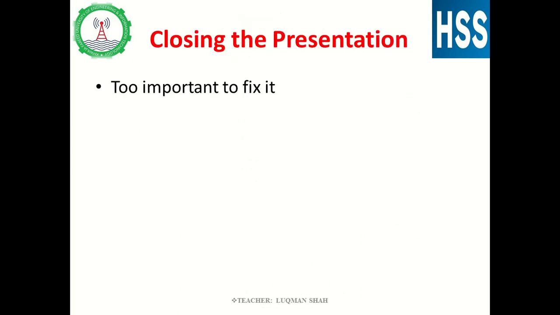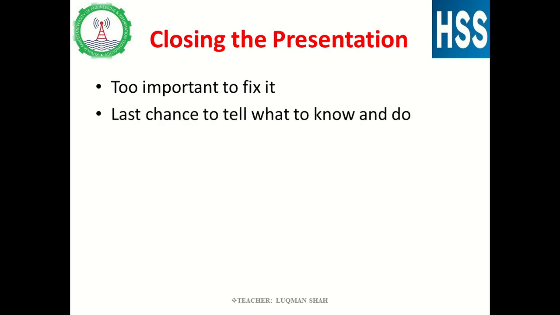Now, closing the presentation is too important to get wrong. In fact, if you are unable to get the attention of the audience at the start, the closing becomes even more important. Closing should be on a very positive, dominant and strong note, so that the main point which you haven't delivered in the start or in the middle is conveyed at the end. This is the last chance to tell them what to know and what to do.